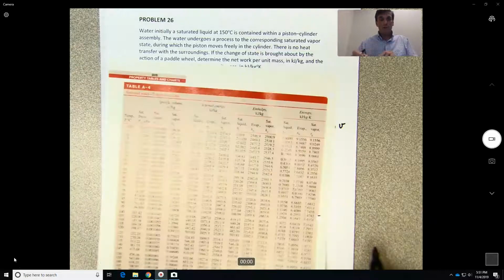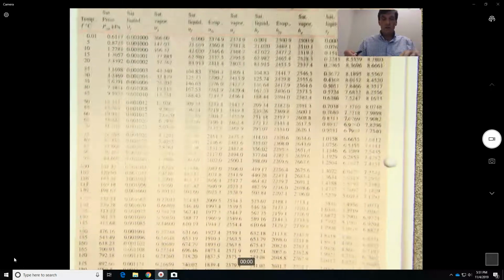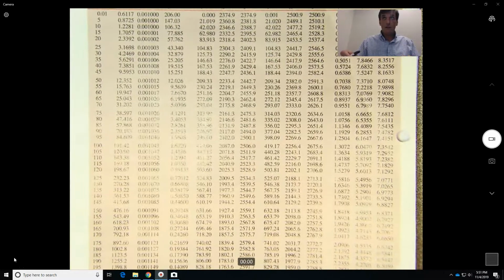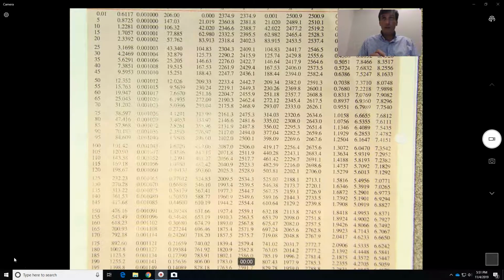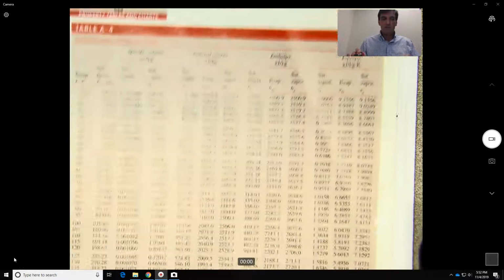So if I go to the table over here, at 150, which is over here, U_f is 631.66, U_g is 2559.1, S_f is 1.8418, and S_g is 6.8371. Okay, so let me summarize this.